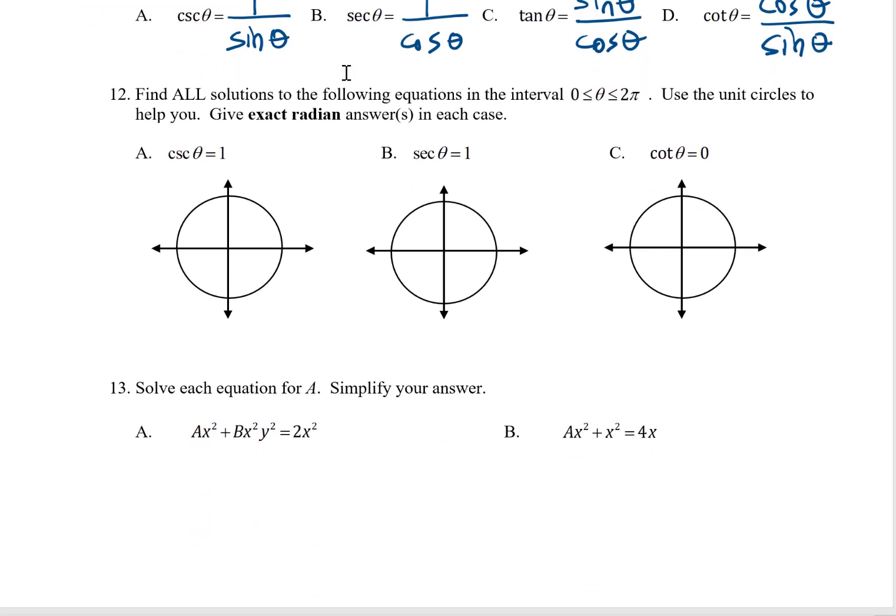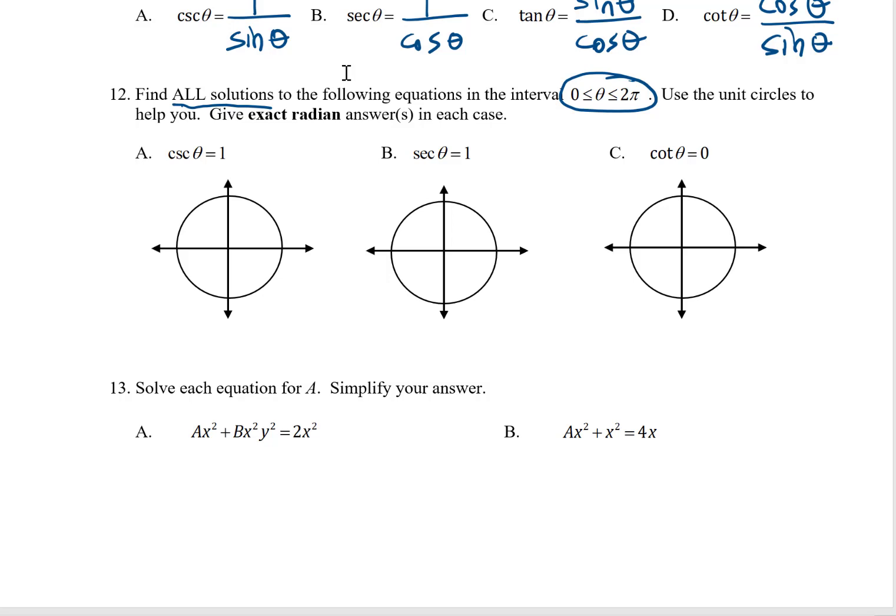Problem number 12. I'm given some trig equations. I want to find all the solutions possible in this interval. So only angles between 0 and 2 pi, including the ends. We'll use the unit circle to help us here. We do want exact radian answers.